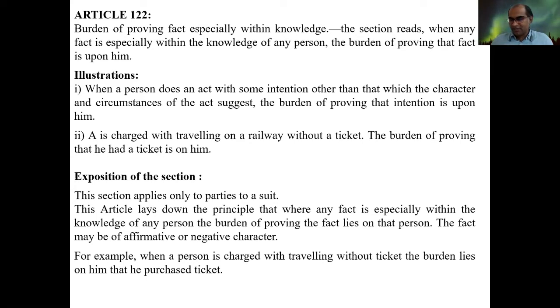A is charged with traveling on a railway without a ticket. The burden of proving that he had a ticket is on him. So for any person traveling in a train or any bus without a ticket, the burden lies on that person. He has to prove beyond reasonable doubt whether he had a ticket or not.